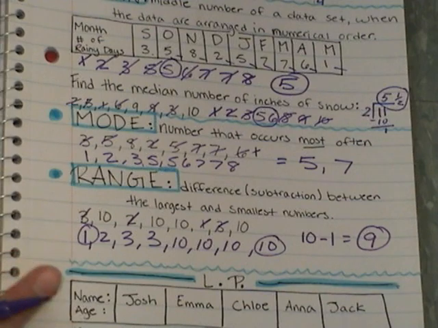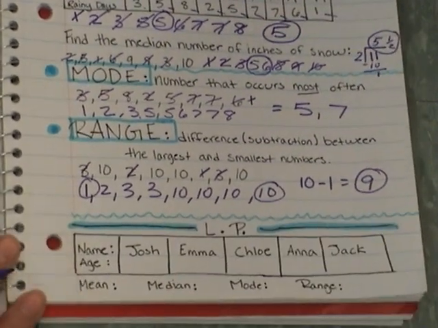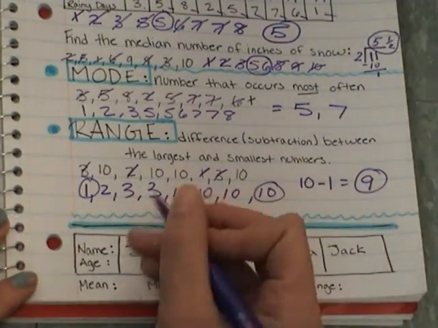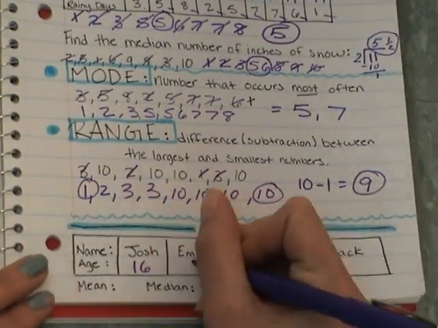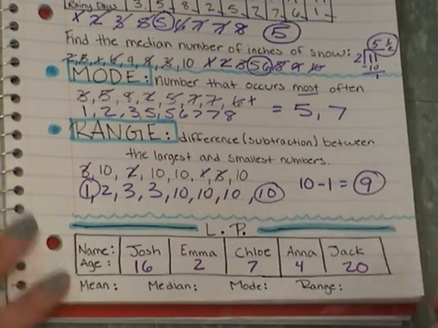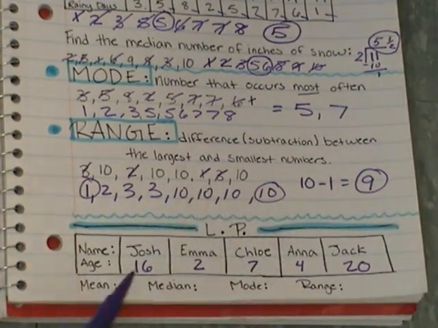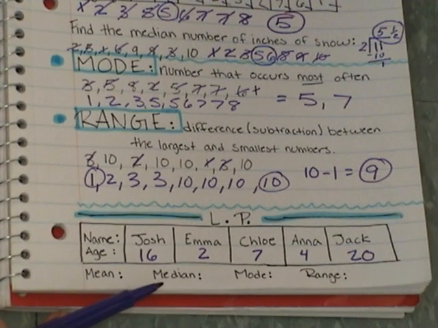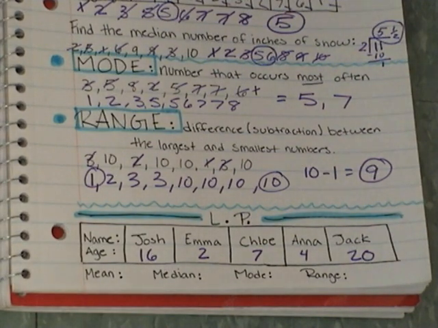Alright, down at the bottom, I have name and then their age. And I have Josh, Emma, Chloe, Anna, Jack. I'm going to put Josh, 16, 2, 7, 4, and 20. Okay, and from these names, which just happen to be people in our class, you need to find the mean, the average, the median, that middle number, the mode, which occurs most often, and the range, which is the highest subtracting the lowest.